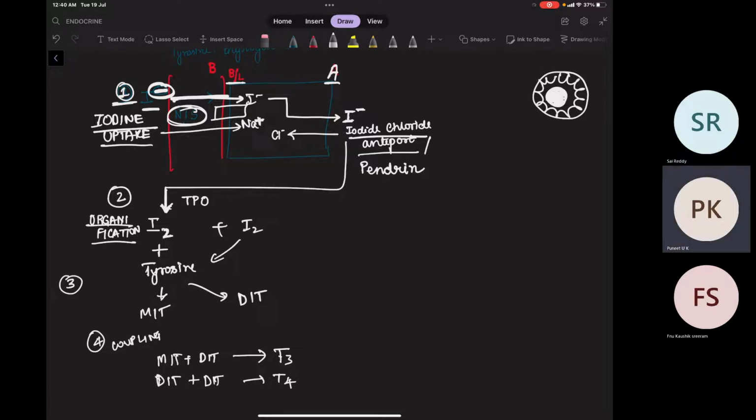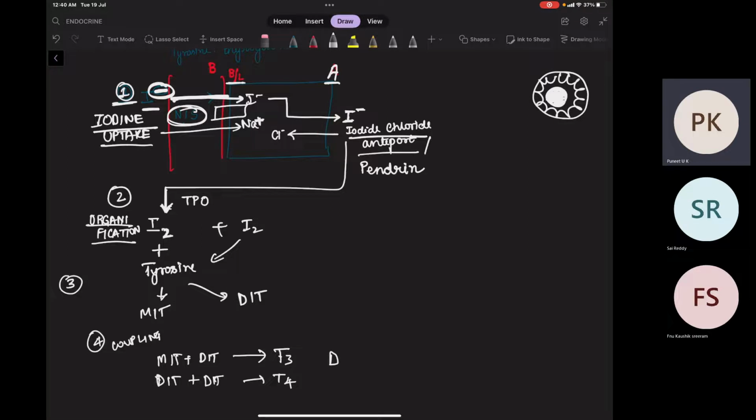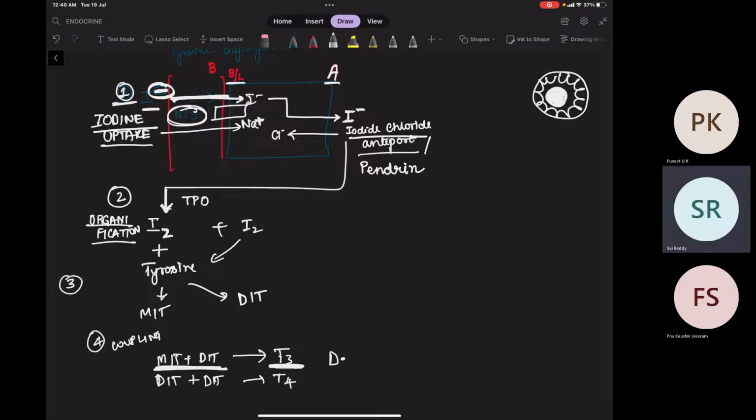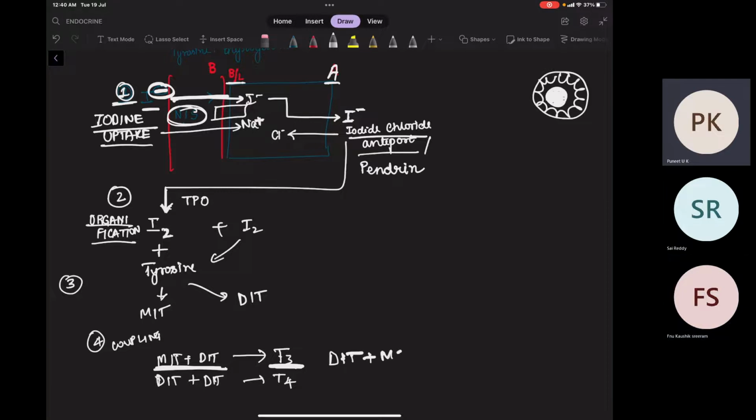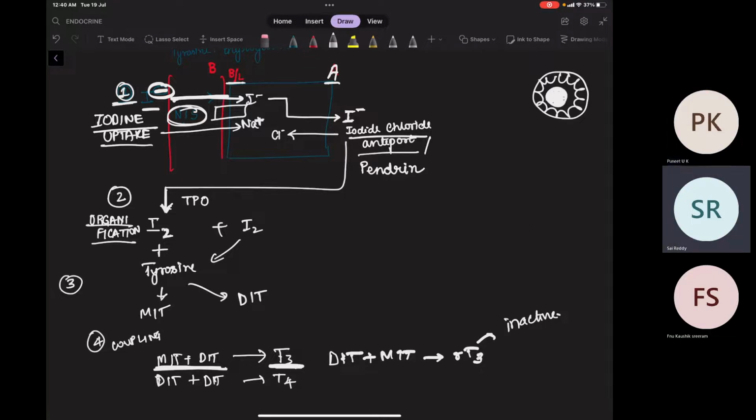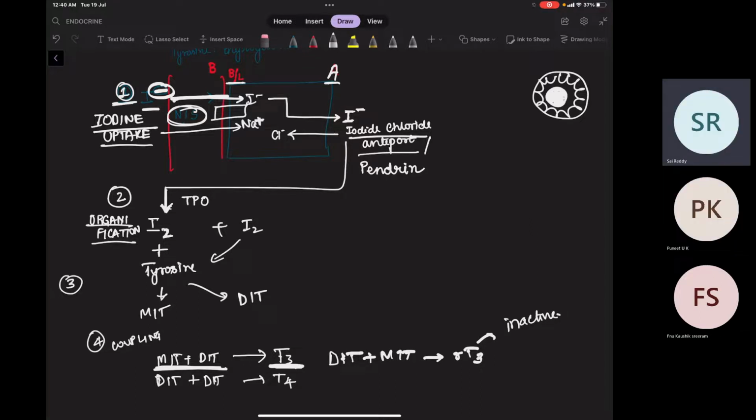There's one more thing. MIT plus DIT gives rise to T3. If DIT combines with MIT in the other orientation, you get something called reverse T3, which is basically an inactive form of thyroid hormone. Following the coupling reaction, the T3 and T4 formed are still in the bound form, not the free form.